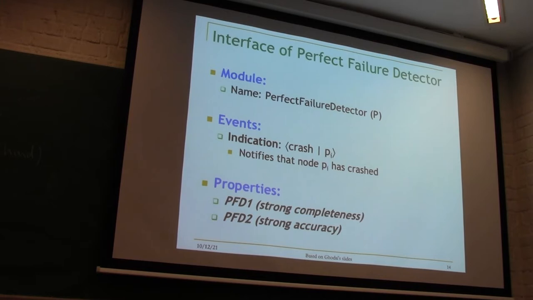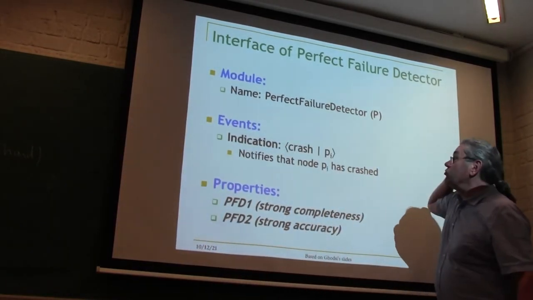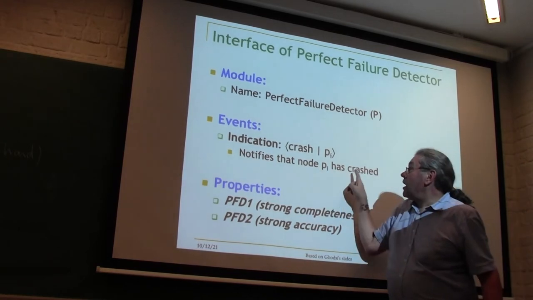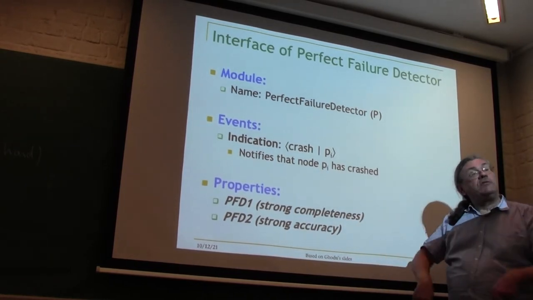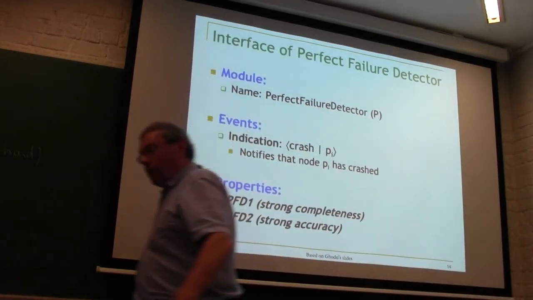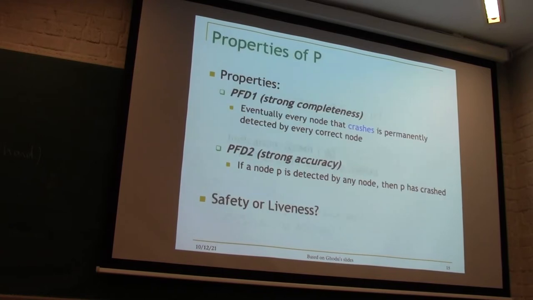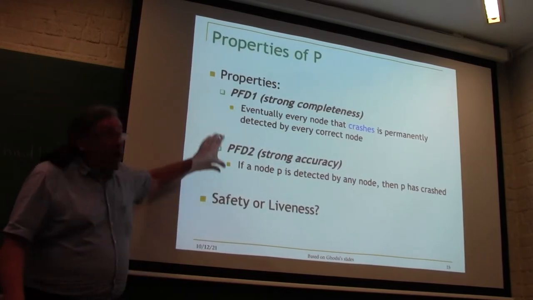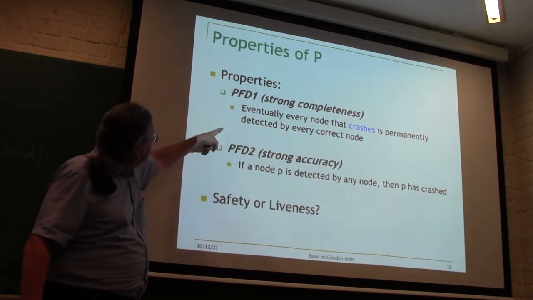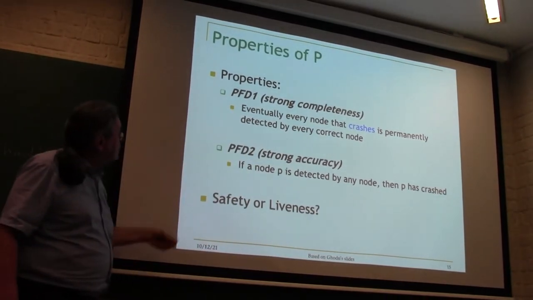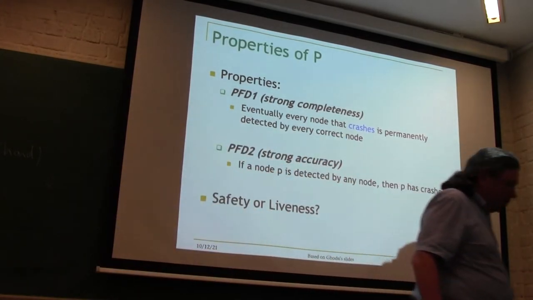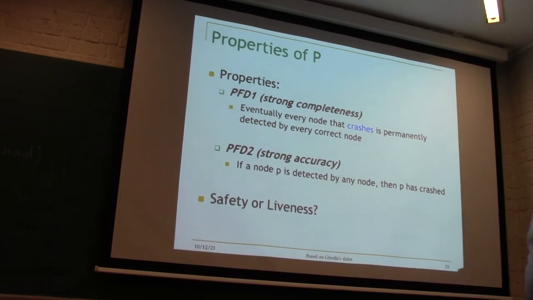Now I want to show you the specification you use when you write programs with these. This one is P, the perfect failure detector module. It has one indication, crash P_i, which notifies that P_i has crashed. That's all. You don't send any messages into it; it only sends messages out. It has two properties, strong completeness and strong accuracy, defined the way I defined them last week. Strong completeness: eventually, every node that crashes is permanently detected by every correct node. Strong accuracy: if a node is detected, meaning a crash message has been sent, then it has crashed. So no mistakes here.